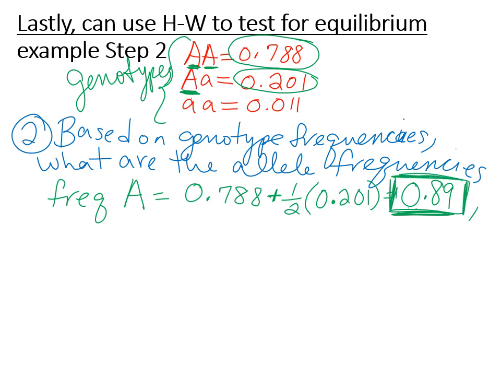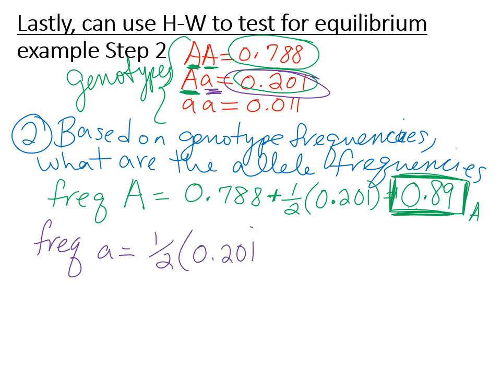That's for capital A. And then we need to calculate the frequency of our second allele, which again is half of the heterozygous, plus the whole homozygous recessive. And that should give you 0.11.